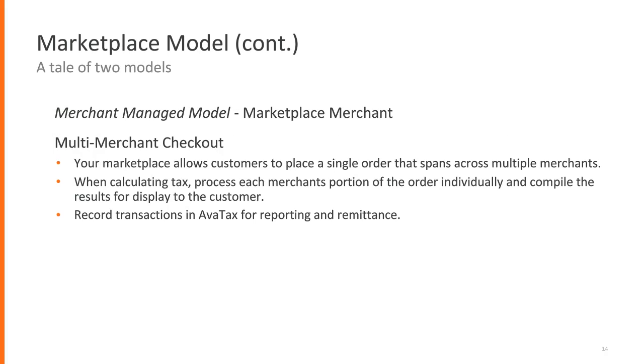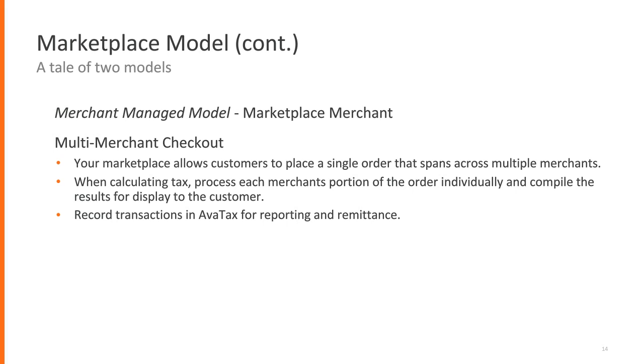Now, things get a little bit tricky when there's an ability for multi-merchant checkout. So imagine a scenario where your marketplace allows a customer to place an order where they can buy multiple things, and let's say there's 5 things and all 5 of them are for different merchants and different sellers. When calculating the tax, you have to process each merchant's portion of the order individually. Those would be separate tax calls, and then you would compile all the results and show them as a display to the customer.